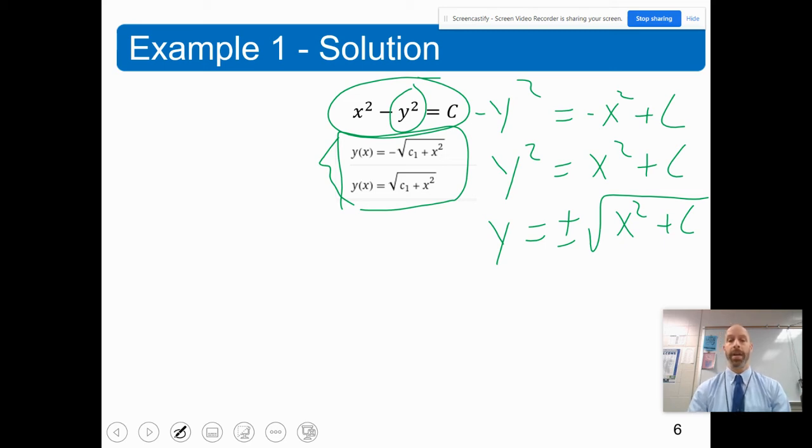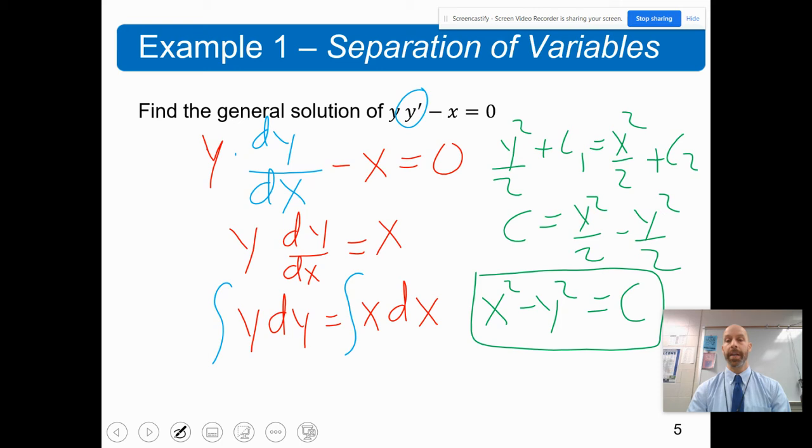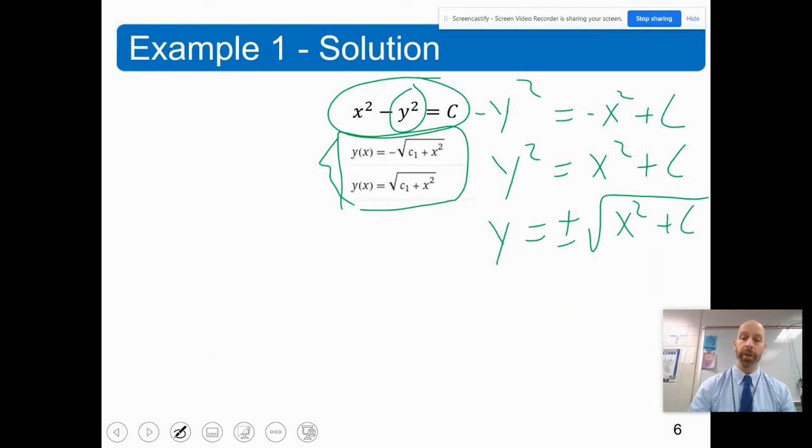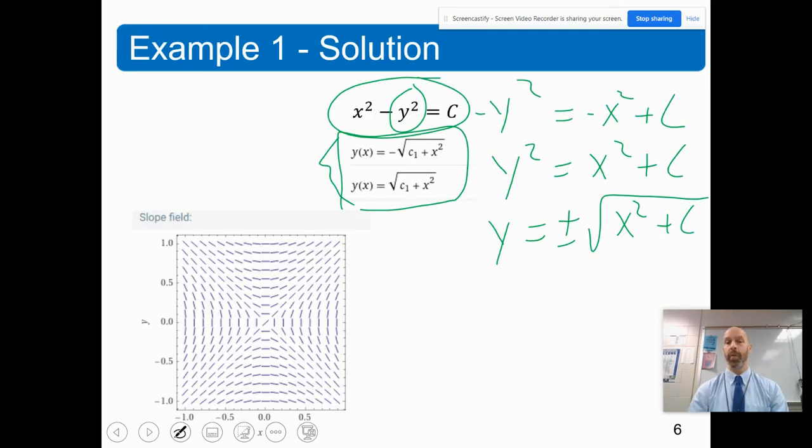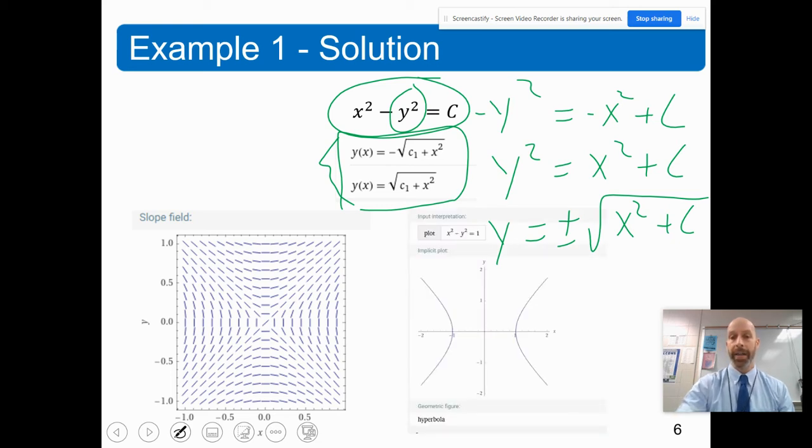Now, let's say you didn't know how to solve this using separation of variables, and you just graphed the slope field. Here's what the slope field would look like. Does this give you any idea of what this equation is going to be the solution? Well, here would be an example, and I just let C equal 1 in this example. You can see that we have a hyperbola. So the general solution is a hyperbola. So there you go. That's example number 1.